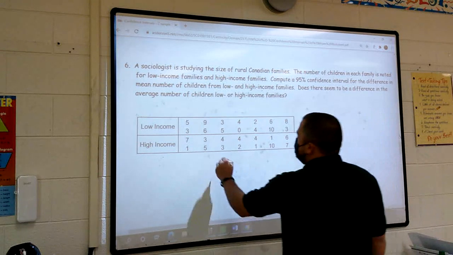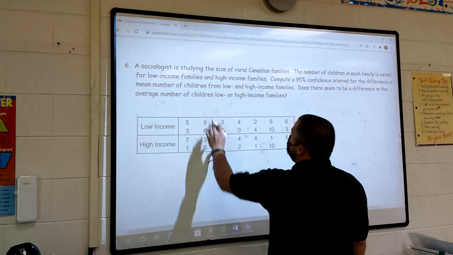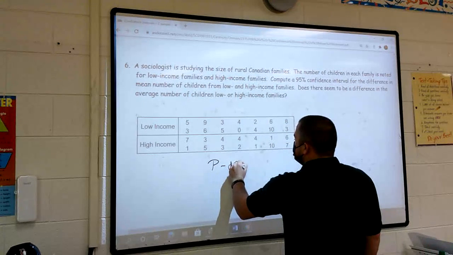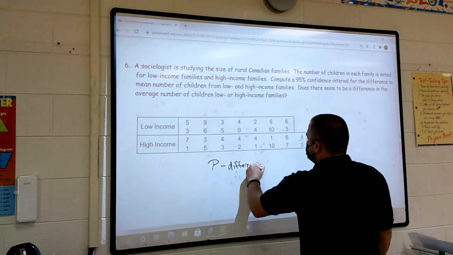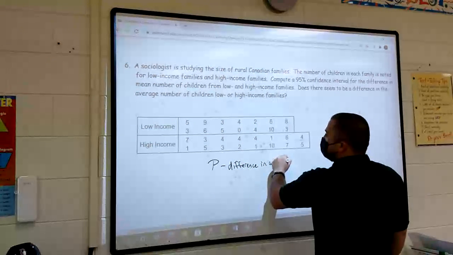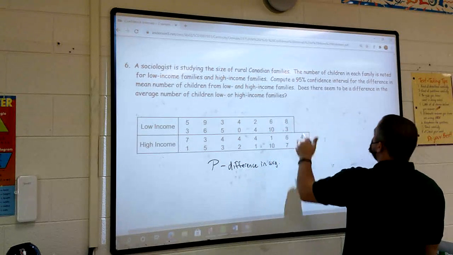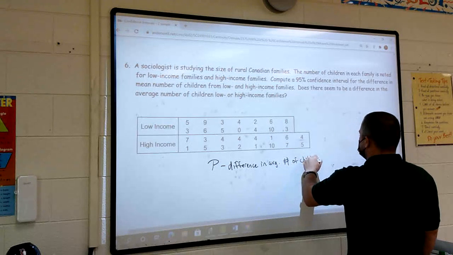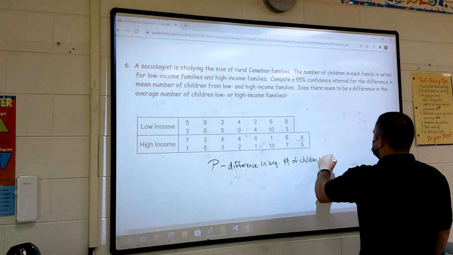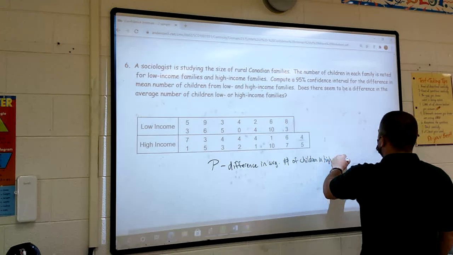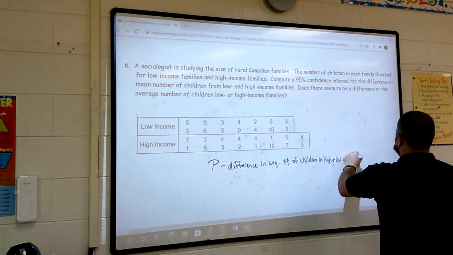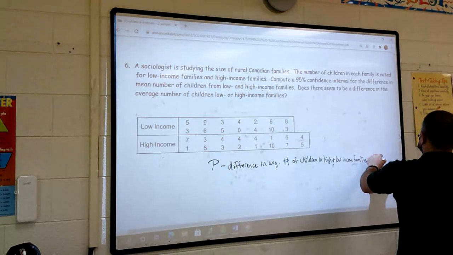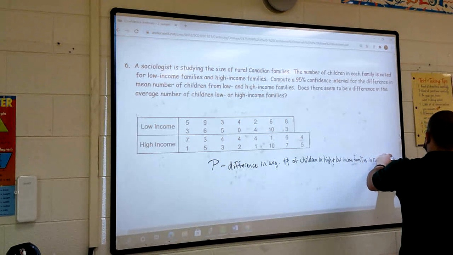But all right, so high and low income families. So P is the parameter of interest. We're interested in the difference in average number of children in high and low income families. And remember, this is in Canada. It's in rural Canada. Yeah, exactly. 10 children? Oh my God. Okay.